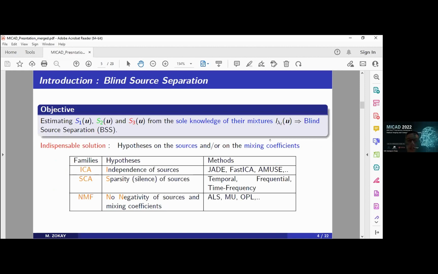So our objective is to estimate S1, S2, and S3 from the sole knowledge of their mixture. So this problem becomes a blind source separation problem, since it is an ill-posed inverse problem, which means it is indispensable to introduce hypotheses on the sources. So we have three main families, which are independent component analysis, sparsity analysis, and non-negative matrix factorization.